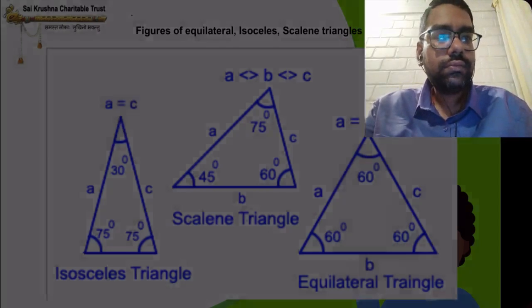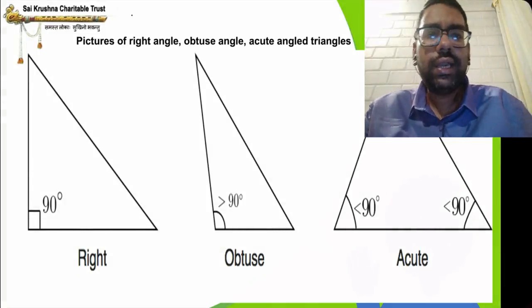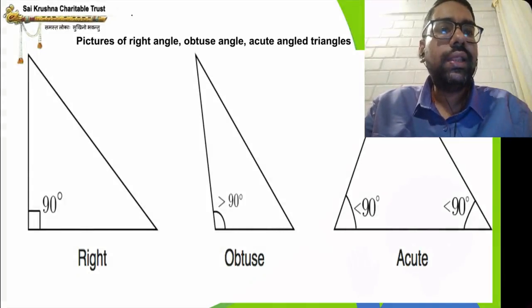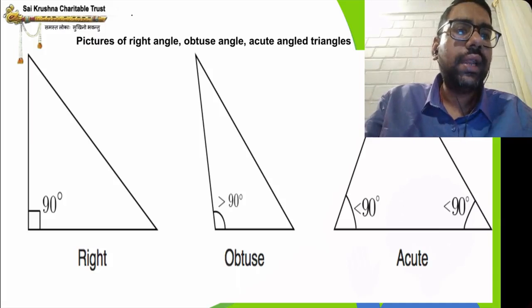Pictures of right angle, obtuse angle and acute angle triangles. Right angle: 90 degrees. Obtuse angle: greater than 90 degrees. Acute angle: all angles are less than 90 degrees.